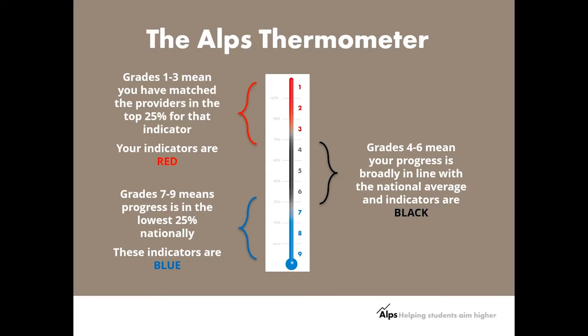And if you are in the top 25%, then from 75% upwards, you can see on the thermometer that turns you red. And if you're in the bottom 25%, you can see that that turns you blue. So hopefully that makes sense, because all of your indicators are based on that visual picture.